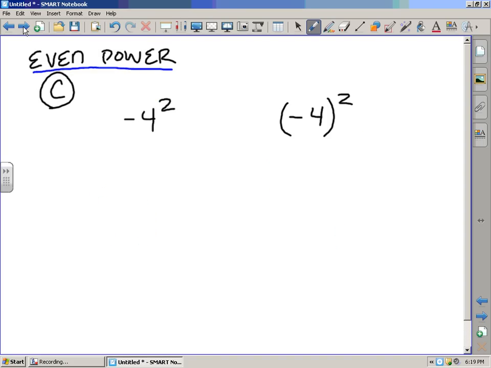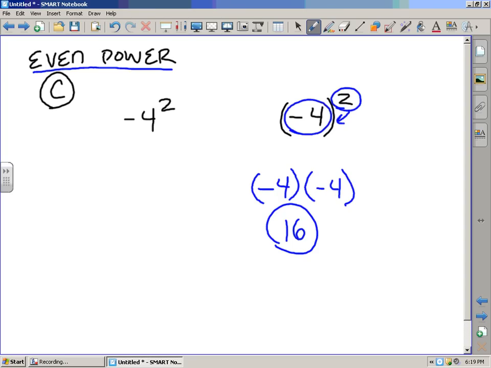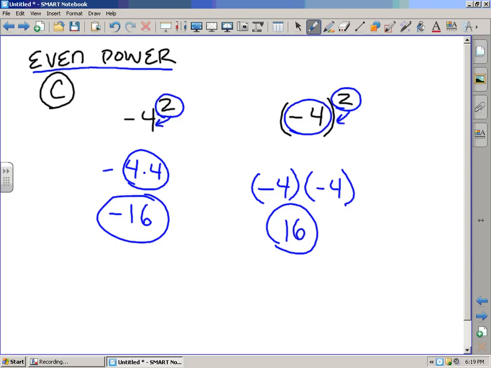Another example. The 2 goes to what it is directly beside, so it's directly beside the entire parentheses. So whatever is in parentheses gets copied twice. So this yields 16. The left example, the 2 only goes to the 4, so the 4 is the base that is copied twice, and the negative you place in front. 4 times 4 gives you 16, so the answer is -16.